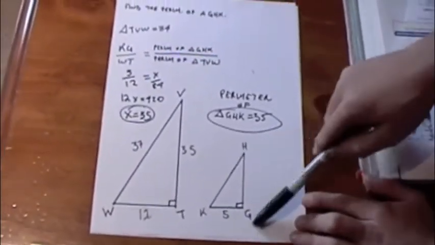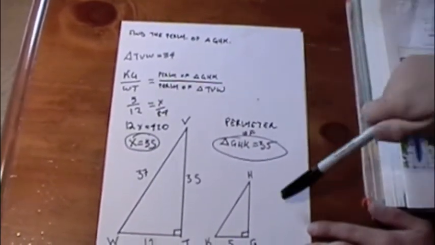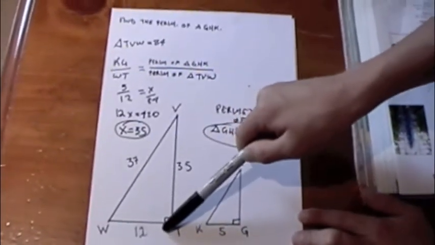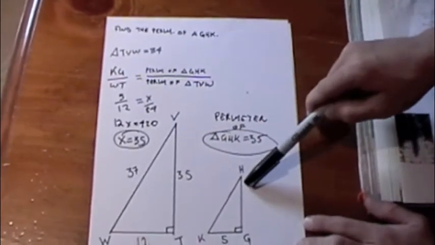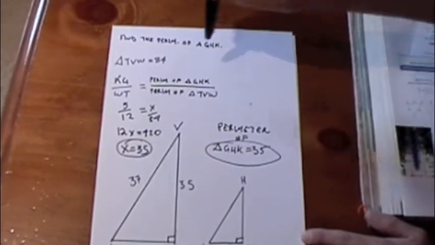Now, to find the perimeter, you have to set up a proportion. The proportion is going to be this base over this base, and it's going to equal the perimeter of this, which is x, and the perimeter of this, which we know is 84.